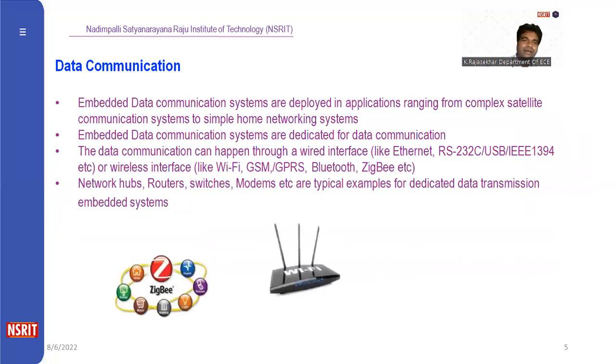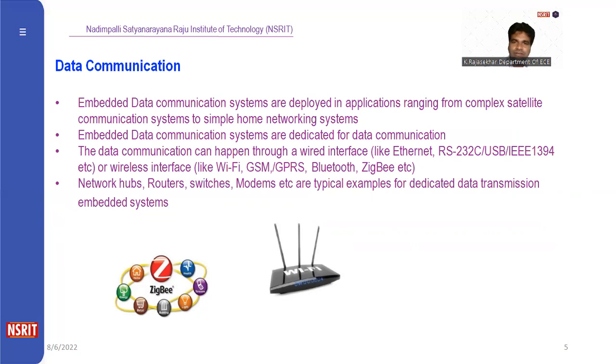Next, coming to the data communication. Whatever data we have, it may be voice, text, or image, and that can be transferred from one place to another place, from one system to another system. Embedded data communication systems are deployed in applications ranging from complex satellite communication to simple home networking systems. They are dedicated to data communication, and it can happen through wired media or wireless media.